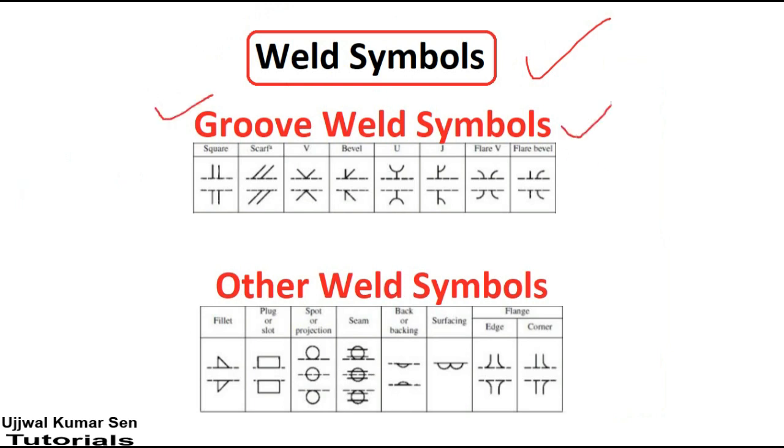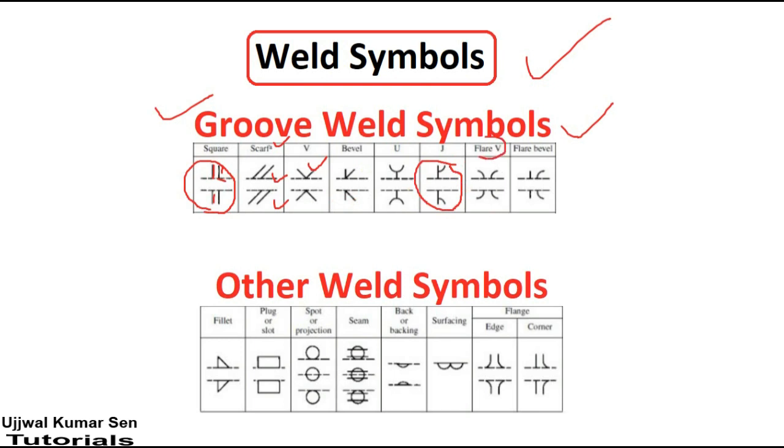So first we'll talk about groove weld symbols, right? This is the symbol of square: two lines on this side and two lines on this side, with a dash line in between. This is crab, the upper side and the lower side. This is for V joint, V shape. This one is for bevel shape, this one is for U shape, and this one is for J shape. This one is a little bit confusing, because bevel, V, U, almost everyone can understand, but J shape is a little confusing. Maybe you can face problems with it in the examination.